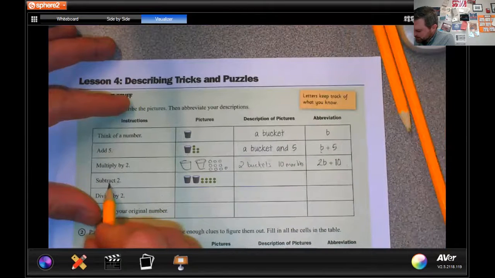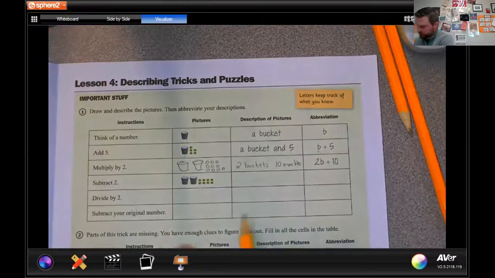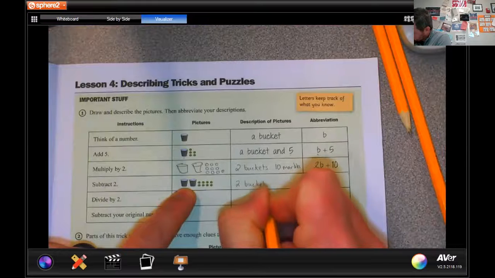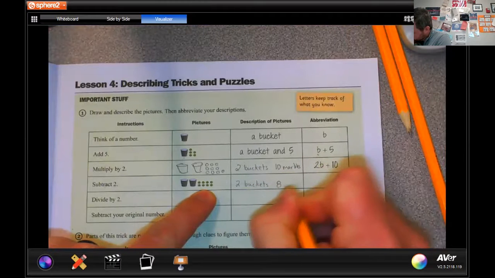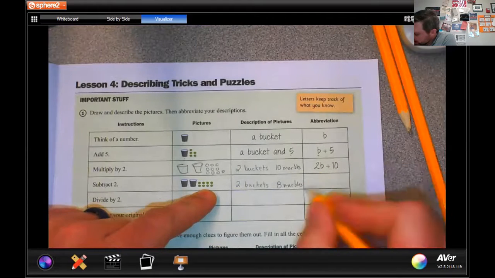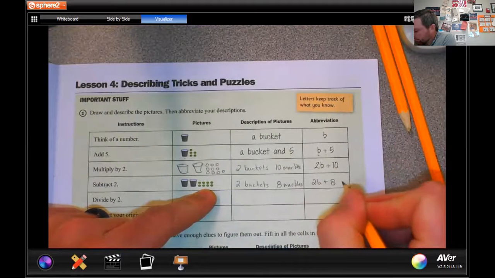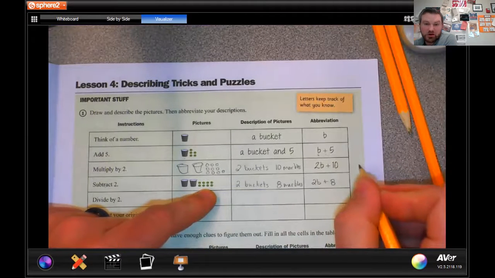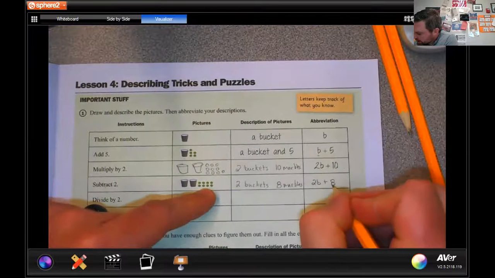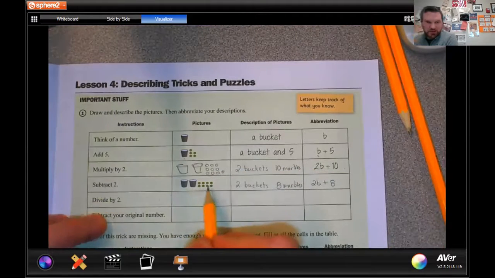Subtract 2. Well, that subtracting 2 takes away from the marbles here. So I have 2 buckets and I have 8 marbles. So here I'm going to put 2 buckets plus 8. Notice I didn't put a 10 minus 2 because I know that 10 minus 2 is 8. So I'm just going to put 8 here. I only had 8 marbles, and I got 8 marbles there. So we're only putting what is in the picture.